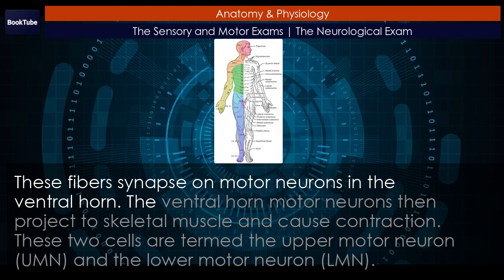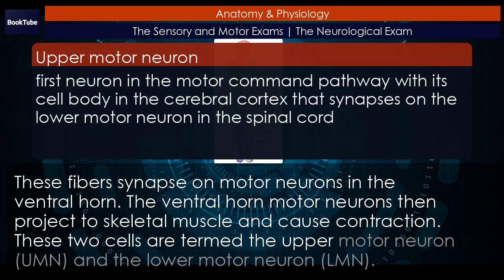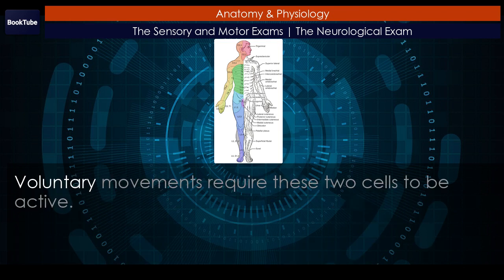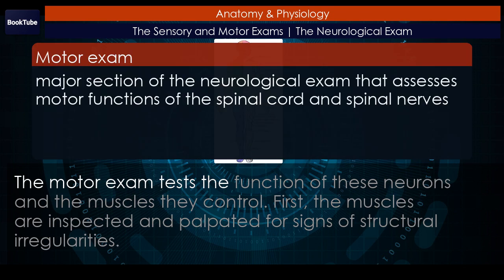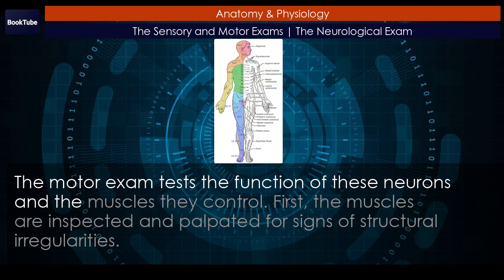These fibers synapse on motor neurons in the ventral horn. The ventral horn motor neurons then project to skeletal muscle and cause contraction. These two cells are termed the upper motor neuron, UMN, and the lower motor neuron, LMN. Voluntary movements require these two cells to be active. The motor exam tests the function of these neurons and the muscles they control.